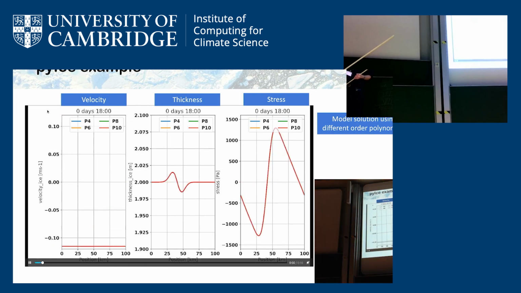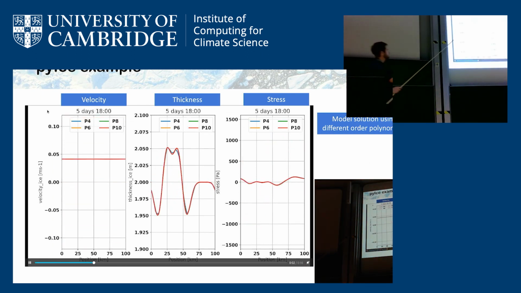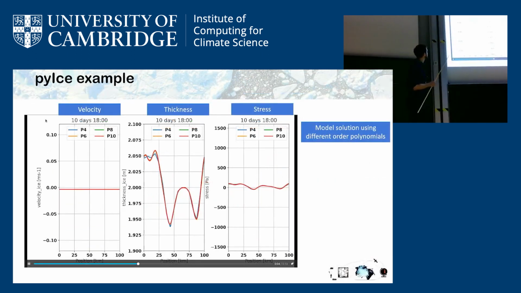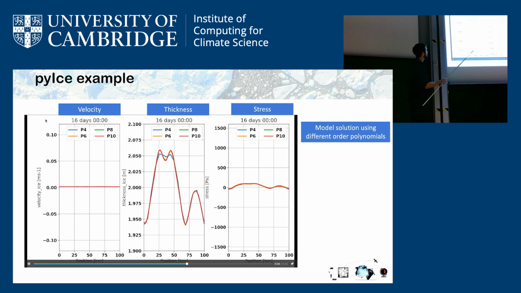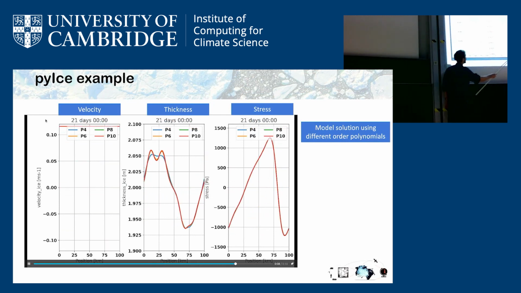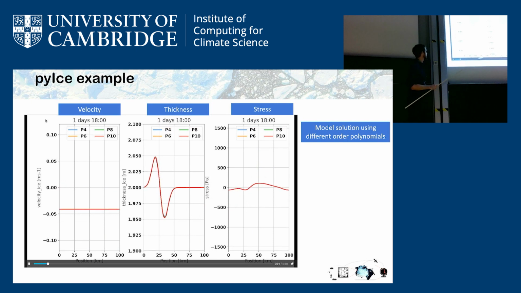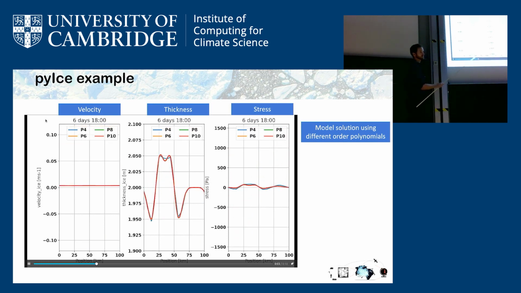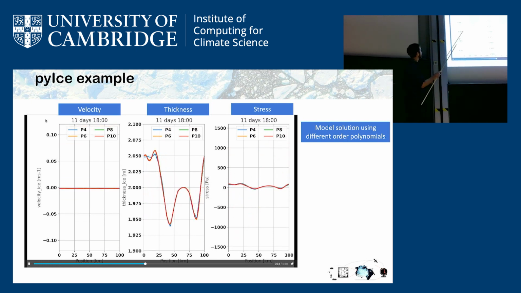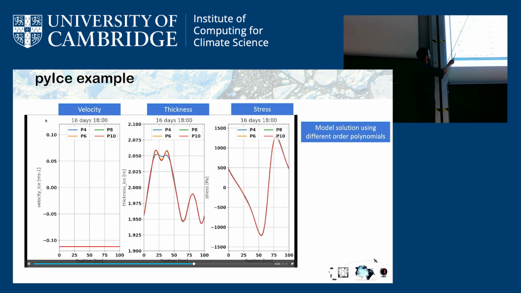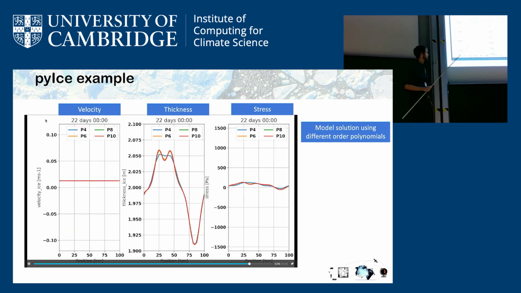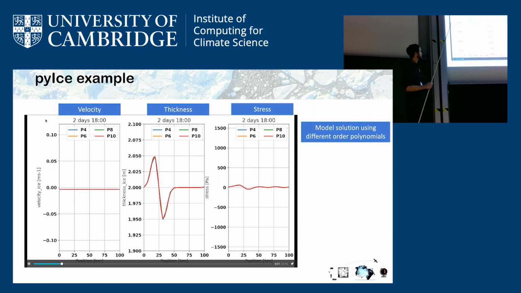So what does this look like? Like this. We're looking at the velocity of the sea ice, the thickness of the sea ice, and the stress in the sea ice as a function of the position in space, and for different orders of Lagrange polynomials.